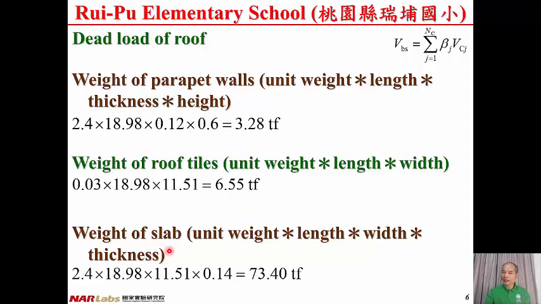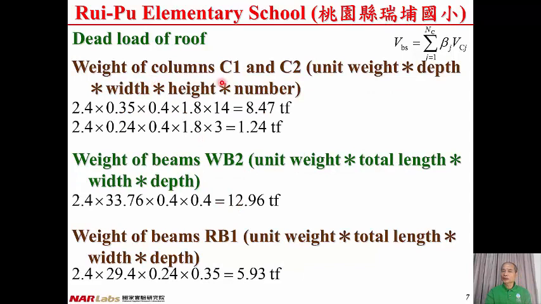And the weight of the roof slab equals unit weight 2.4 ton force per cubic meter times the length 18.98 meter, the width of the slab 11.51 meter, and the thickness of the slab 14 centimeters, that's 0.14 meter, equal to 73.40 ton force.